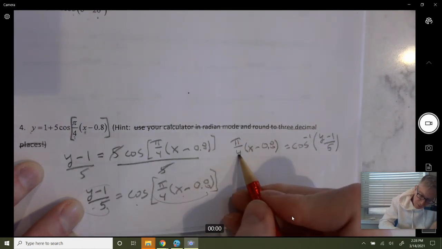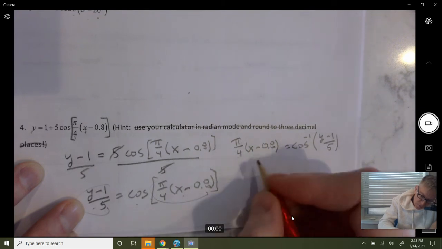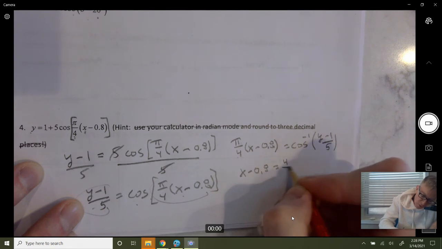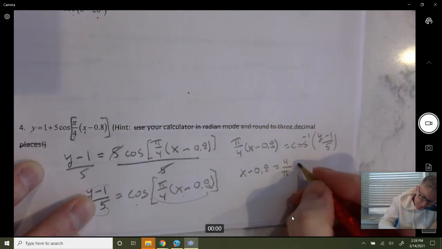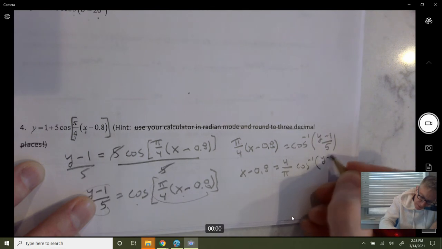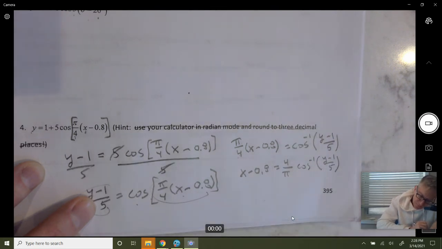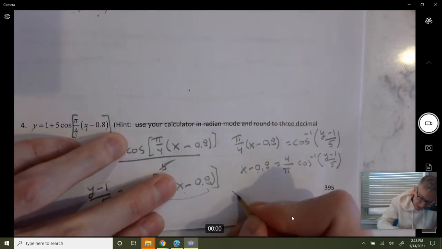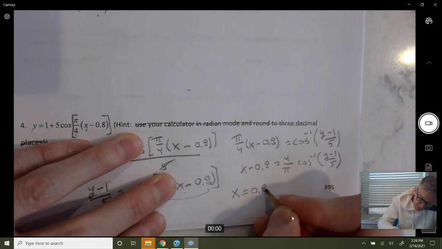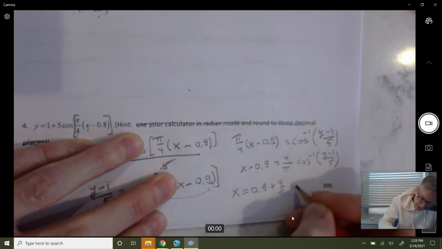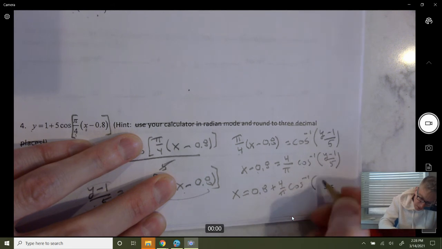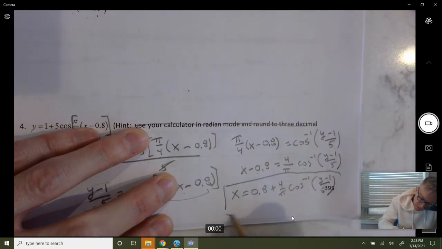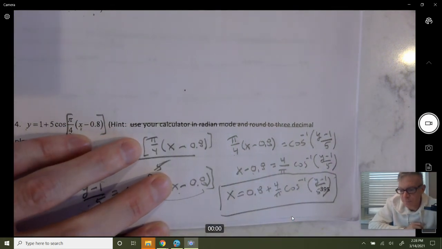Now I'm going to multiply both sides by 4 over pi. So this will go away. We'll get x minus 0.8 equals 4 over pi times cosine inverse of y minus 1 over 5. And then we just add the 0.8 to both sides. x equals 0.8 plus 4 over pi cosine inverse of y minus 1 over 5. And you've got the x value by itself.